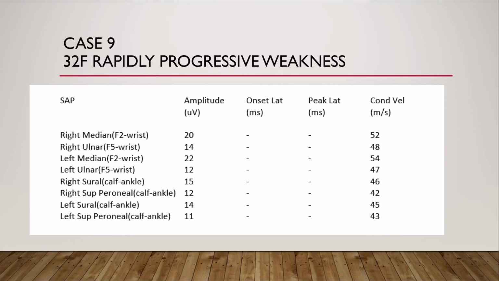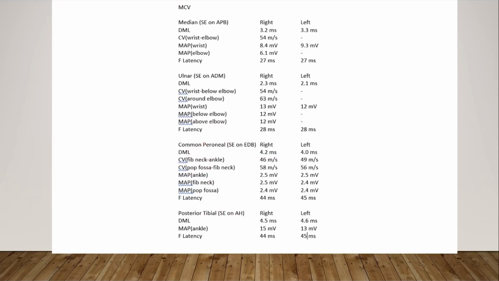Last case to talk about, and well done for sticking with me here. We've got a 32-year-old lady who's got rapidly progressive weakness, and by now you're all super experts at looking through these SNAP values. Medians are all okay bilaterally, ulnars are okay, sural okay, superficial peroneals all okay, normal conduction velocities, just ticking these off. Motor conduction velocities, again, normal amplitudes, normal F latencies. The ADM studies: normal latencies, normal conduction velocities, normal amplitudes, normal F latencies.